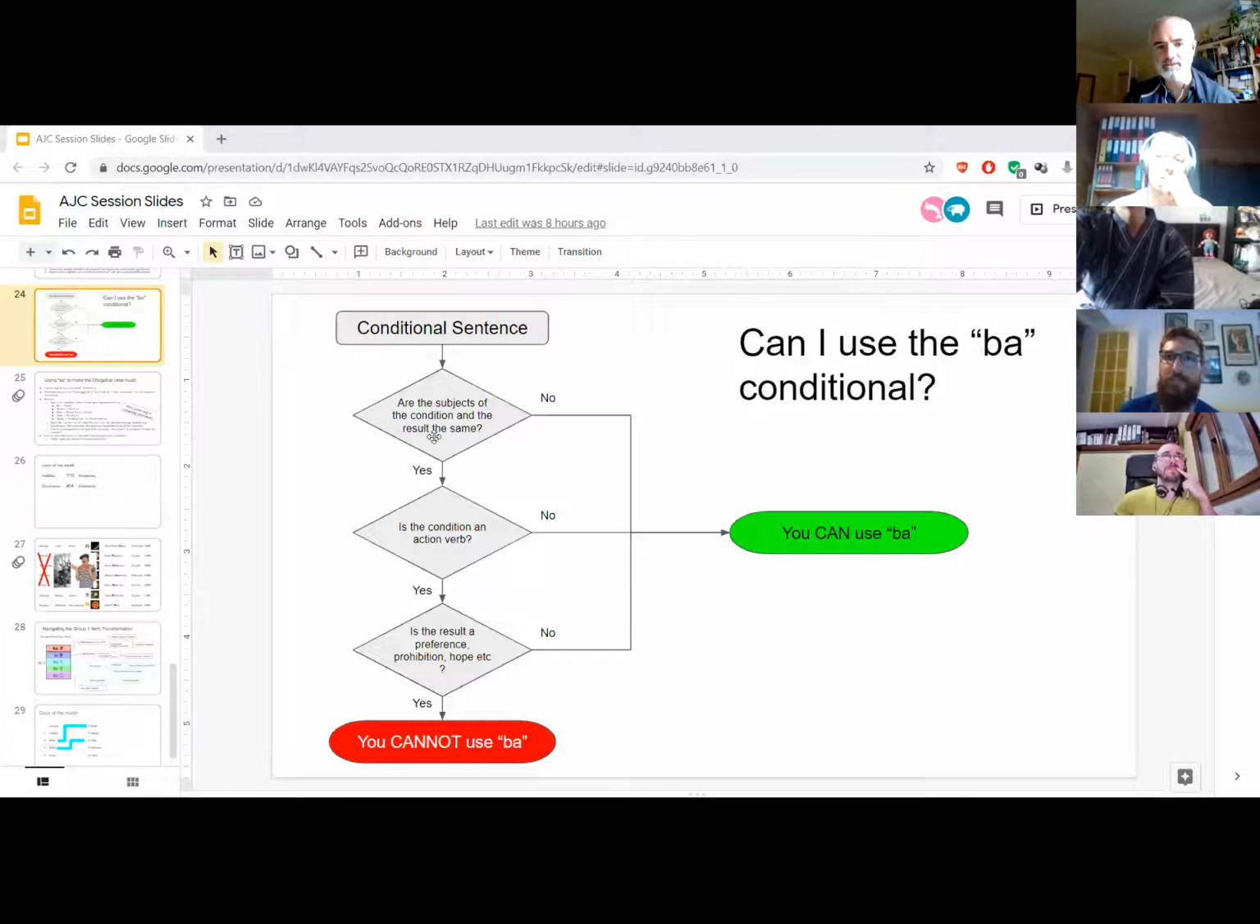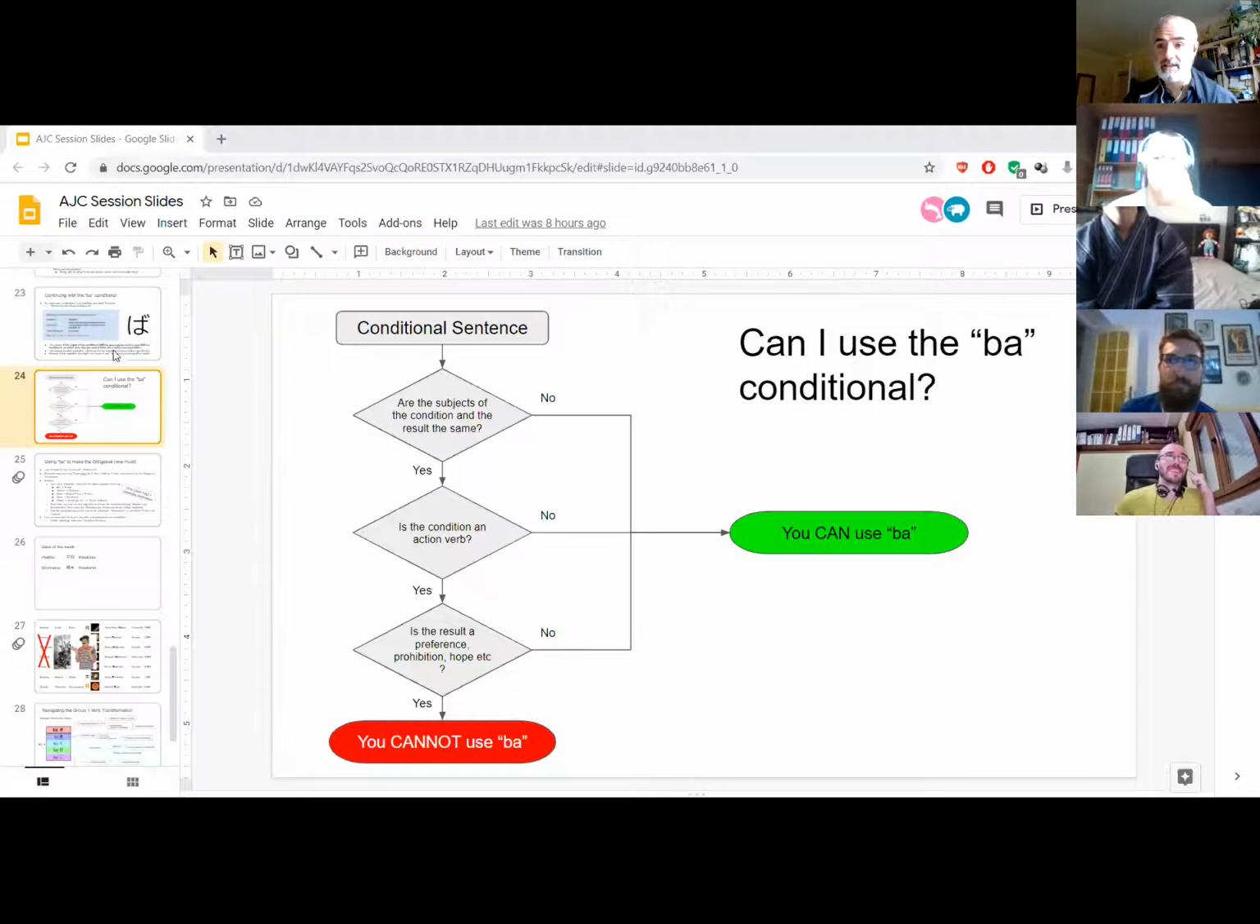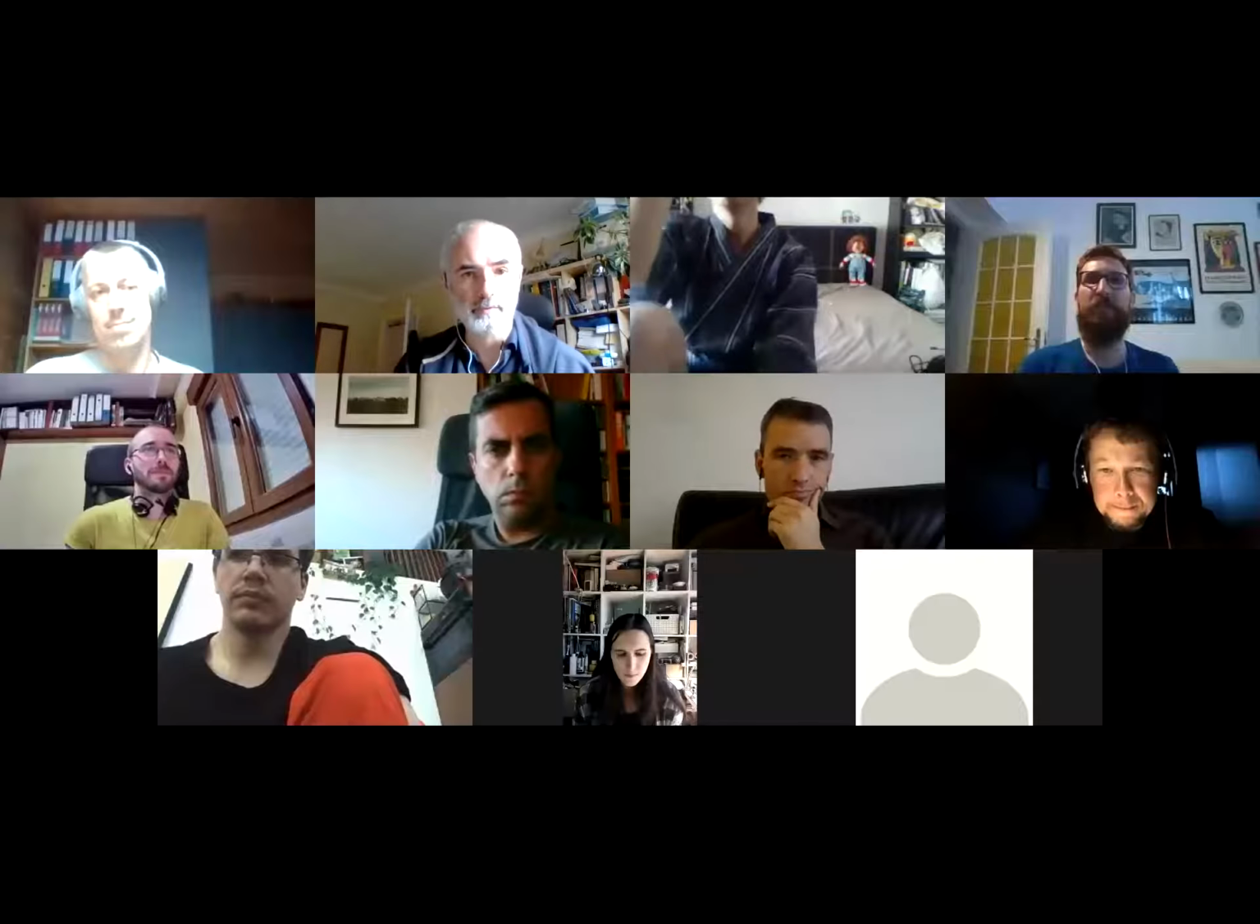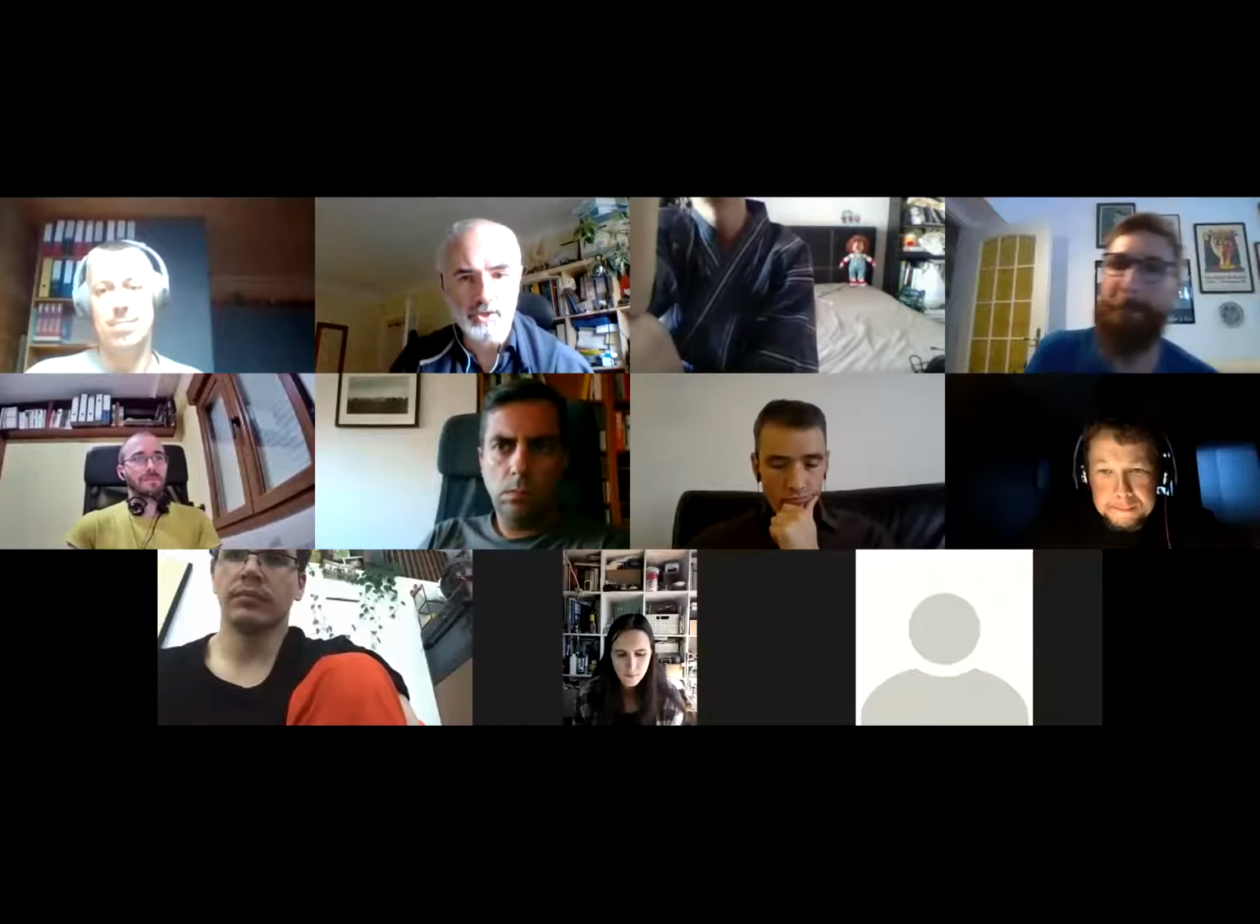So let's assume that the answer to that was yes. Is the condition an action verb? Yes. Is the result a preference, prohibition, or hope? It's more of a fact. It is, exactly. You're right. It's a natural fact. It's dangerous if you drive quickly. So it's not saying I want it to be dangerous, or please don't drive. It's just saying it's dangerous if you drive. So the answer to that is no. So you can use the ba form. You can. Right. Good stuff. Well done. Okay. Thank you, Joel.